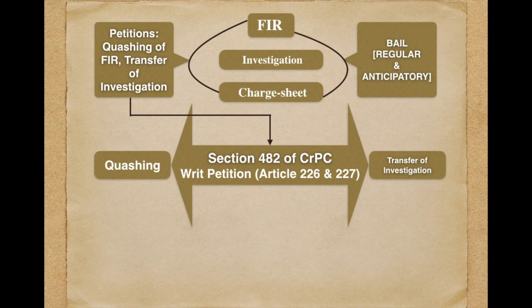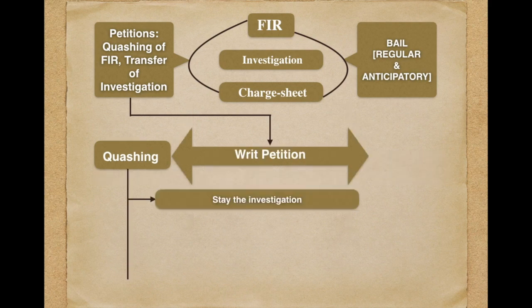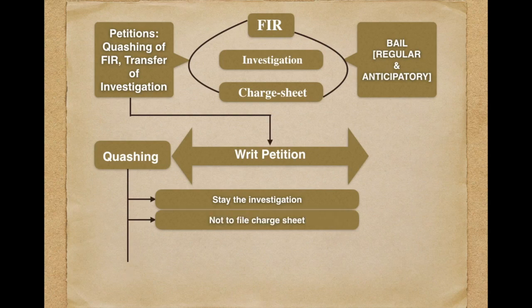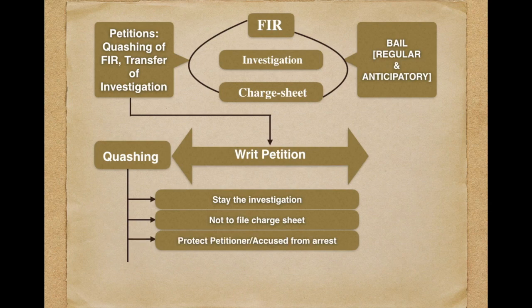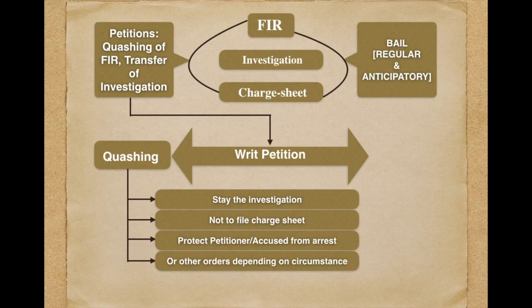And pending that writ petition, it can pass certain interim orders. It could be staying the investigation, or letting the investigation continue, but it may issue directions not to file the charge sheet. It may also pass an order protecting the petitioner accused from being arrested. That also can be done. And any other orders depending on the circumstances of the case. Usually notice is issued to the state, that is the government, for taking instructions and replying to the petition.